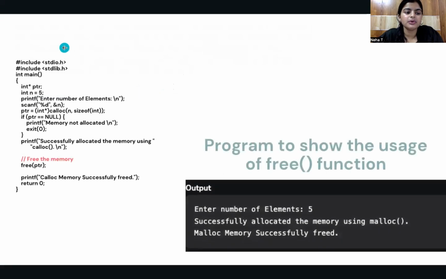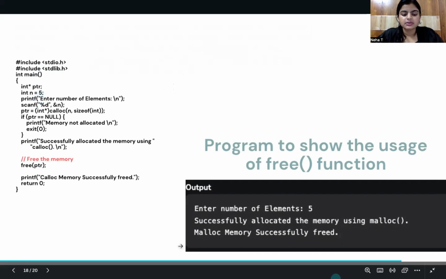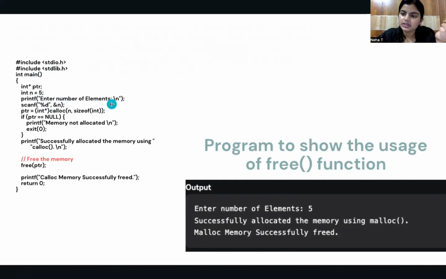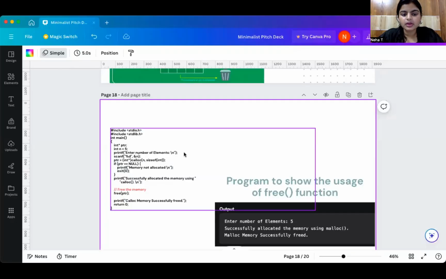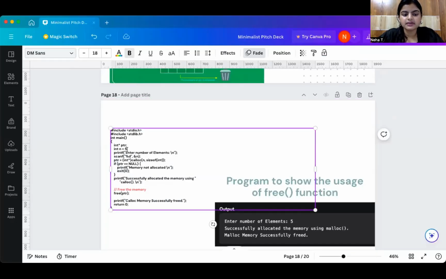Coming to the program, we have the two header files, int main, int star ptr, int n is equal to 5. Okay, so here we don't need n is equal to 5. We'll just write int n, okay? So printf, enter the number of elements. We'll ask the user, we'll take the user input. Scanf, %d and &n. So the thing is, we don't need n is equal to 5. We can just give n, okay? This will be how it is. Okay, let's do this.